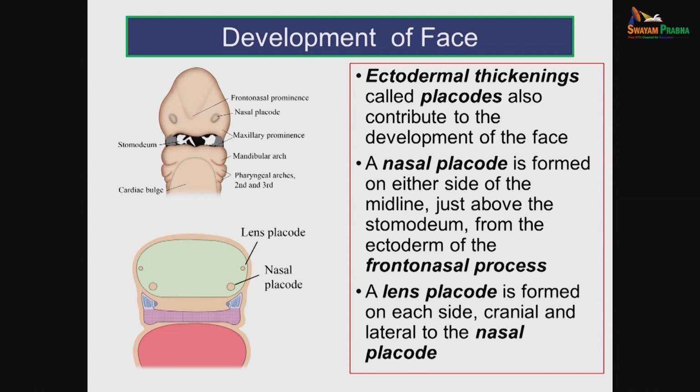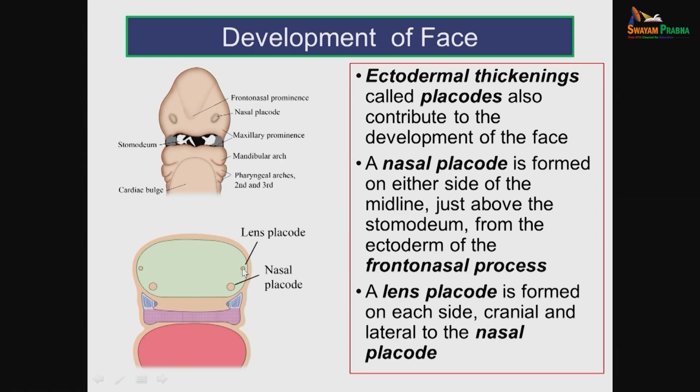First is the nasal placode. Nasal placode, which is formed on either side of the midline just above the stomatodium. You can see in the lower picture above the stomatodium in the frontonasal process on either side of the midline you have the nasal placode formed.